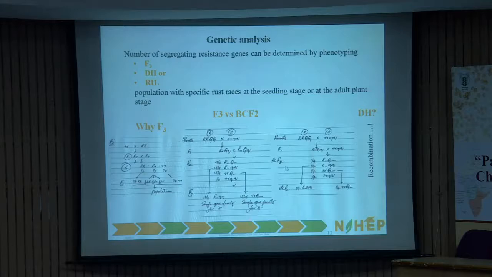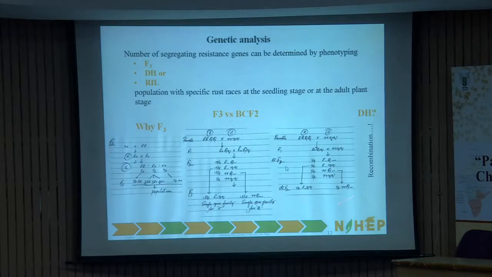So once you get into F2, you have to segregate. If two genes are here, you have to isolate them into two single gene segregating populations. That will be very easy in F3, because 1 out of 4 will be resistant for the first gene, and 1 out of 4 plants resistant for the second gene. Here, 3 out of 16.